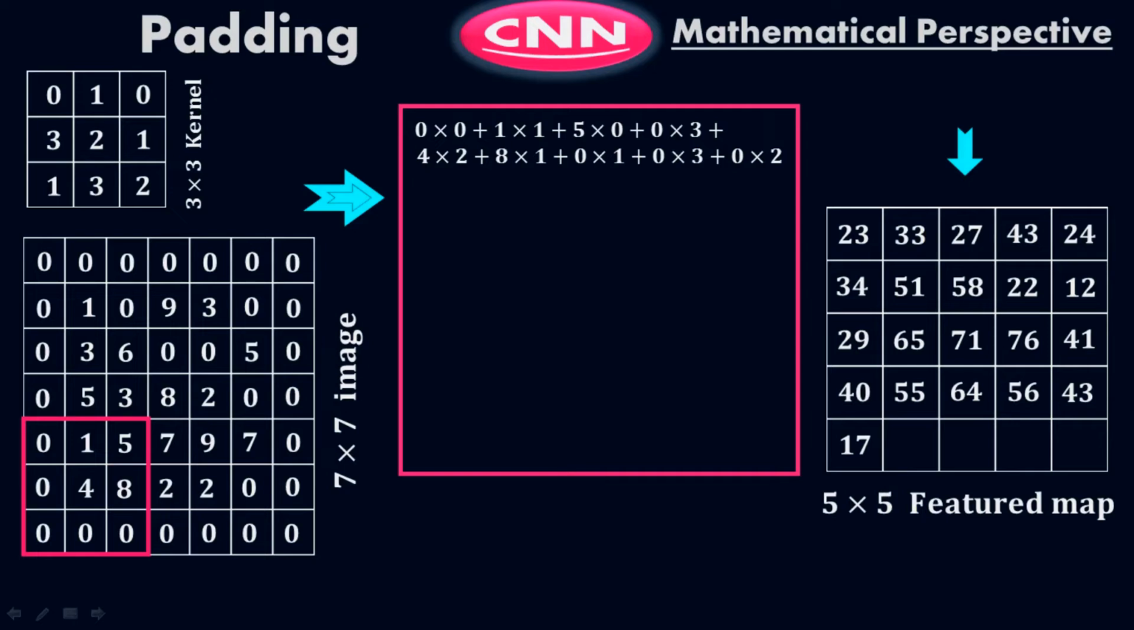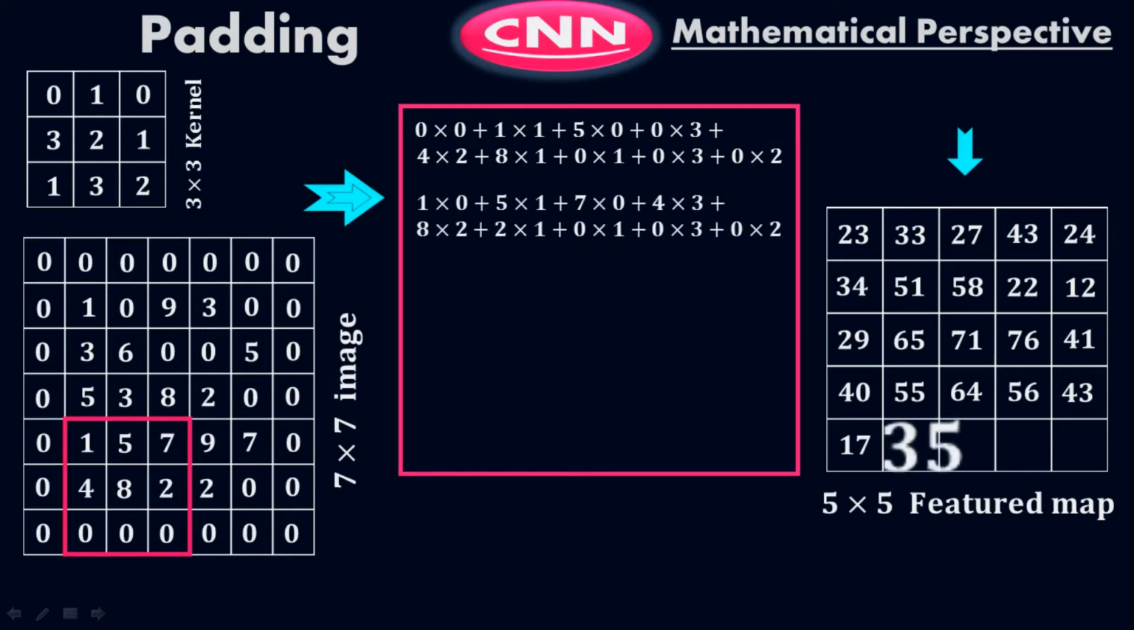Now leave the first column and pick this 3 by 3 matrix. Take its product with the kernel to get 35. Look, 1 times 0 plus 5 times 1 plus 7 times 0 plus 4 times 3 plus 8 times 2 plus 2 times 1 plus 0 times 1 plus 0 times 3 plus 0 times 2.